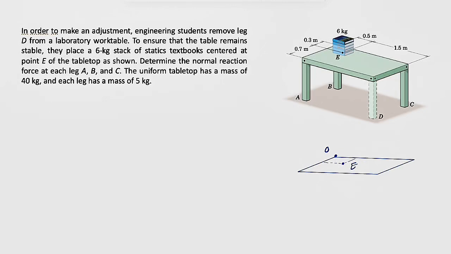Alright guys, we're going to be solving another question from the third chapter of the Meriam textbook, Engineering Mechanics. And this question was requested by one of you guys. And in order to make an adjustment, engineering students remove leg D from a laboratory work table.